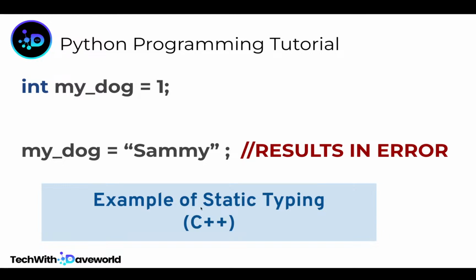If I say int my_dog is equal to 1, and next I say my_dog is equal to "Sammy", like I mentioned earlier, when I say int my_dog is equal to 1, I'm saying my_dog's value is going to be an integer number. But if I now reassign it to a string, it's going to result in an error. This is an example of static typing in C++.